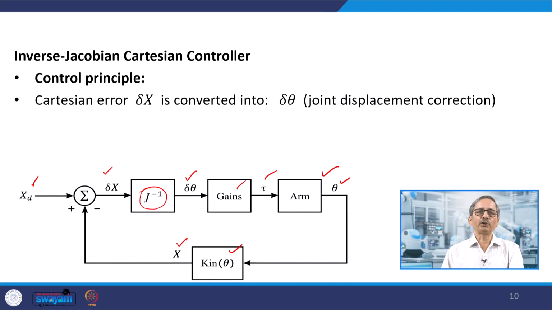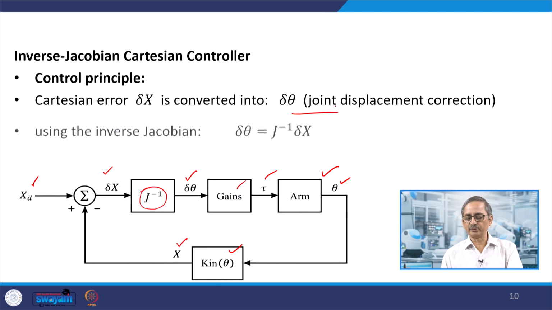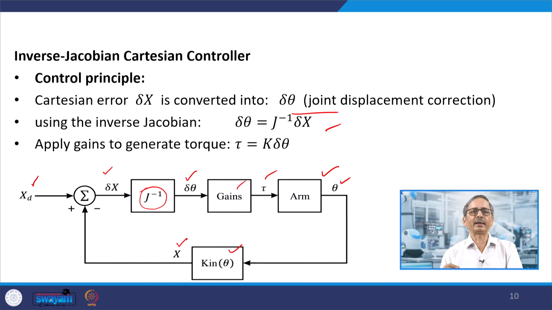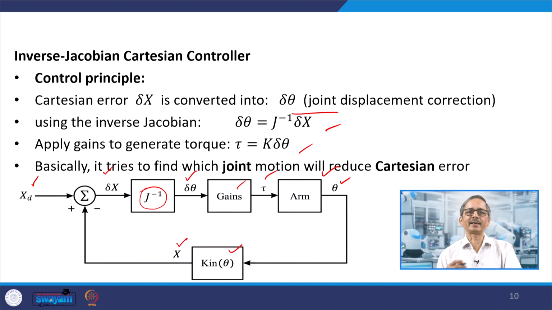So, the control principle is, as I said, the Cartesian error is converted into the joint displacement correction, and then using the inverse Jacobian we can get this relation, okay. And again we can apply the gains to generate the torque, okay. So, basically it tries to find which joint motion will reduce the Cartesian error, okay.